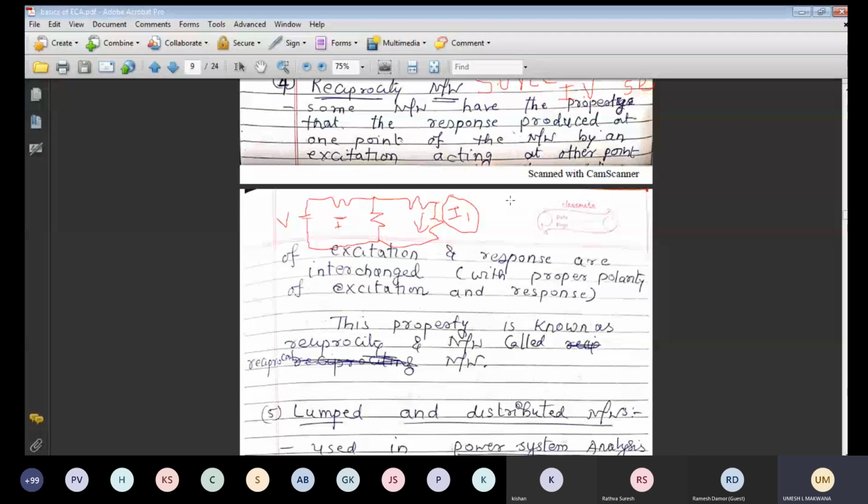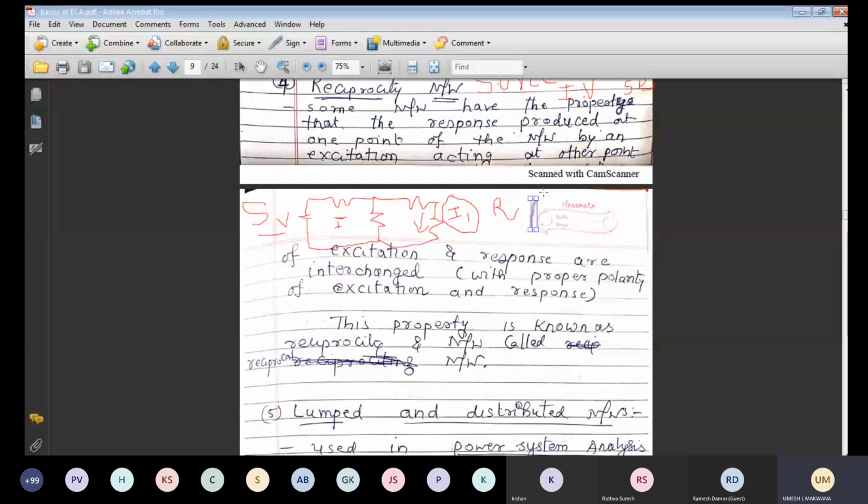Now I am just changing the circuit like this. This is known as the source, S, and this is known as the response, R. So this response is because of this voltage source. I am just changing the position of source and response. I am interchanging the position of source and response like this.